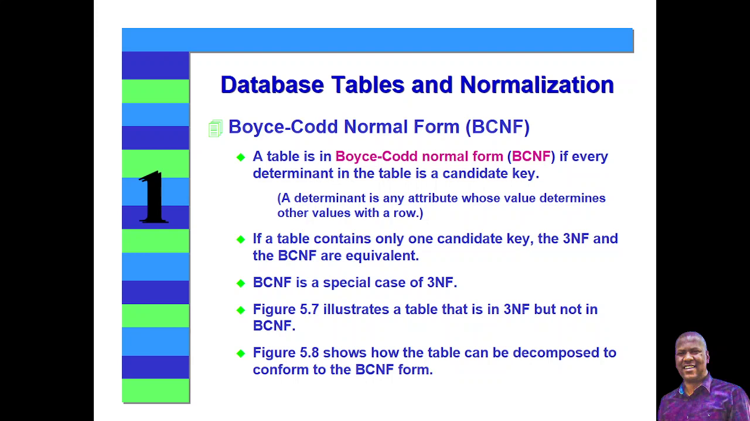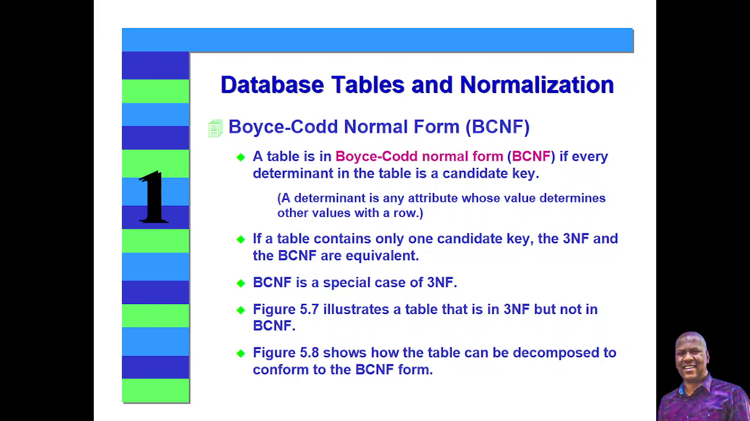So a table is in Boyce-Codd normal form if every determinant in the table is a candidate key. The concept here is that should we have a particular entity that has some attributes, and those attributes can be broken down so that they stand as the key attributes or the unique values on their own, then we say that we can have a Boyce-Codd normal form. A determinant is any attribute whose value determines other values within a row.